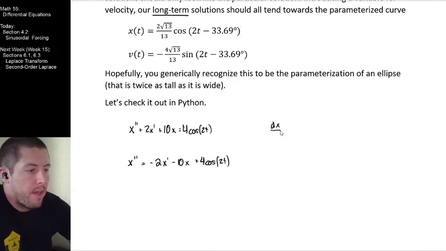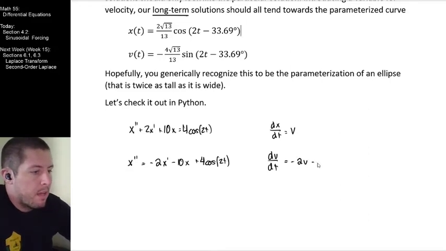I know that the way that we convert to a system is the same always. The derivative of position is velocity, the derivative of velocity is acceleration, and that's sitting right there. So it should be negative 2v minus 10x plus 4 cosine of 2t.